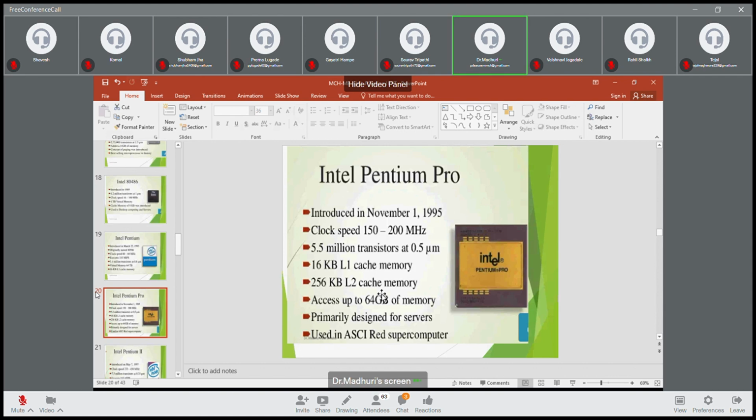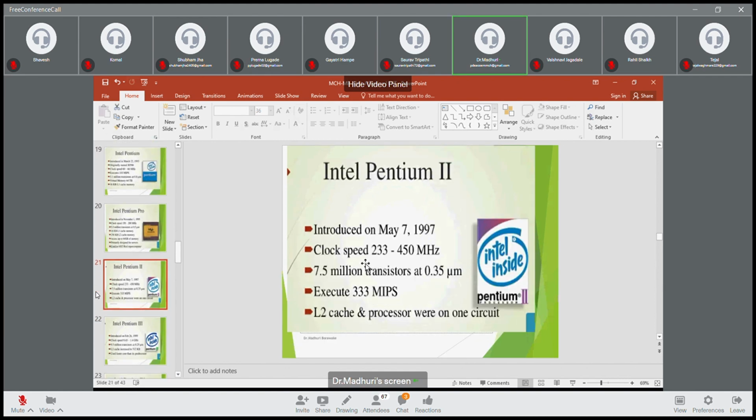Okay, after making a server, how will you handle it if it gets 15 clients? So they have tried for this. Now next, they have gone for the Pentium 2, with some more features added. It executes 333 instructions per second, and here they have near about 7.5 million transistors. Whenever they increase the transistors, obviously your clock speed will get increased.